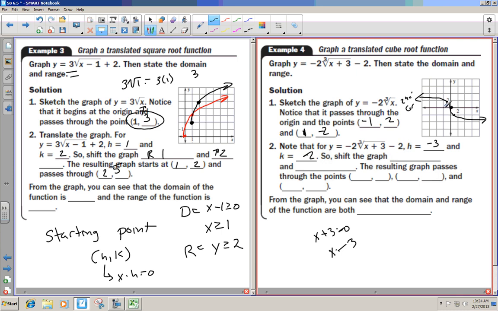So -3, -2. So -3, -2 right here. That's the origin got shifted 3 left and 2 down.